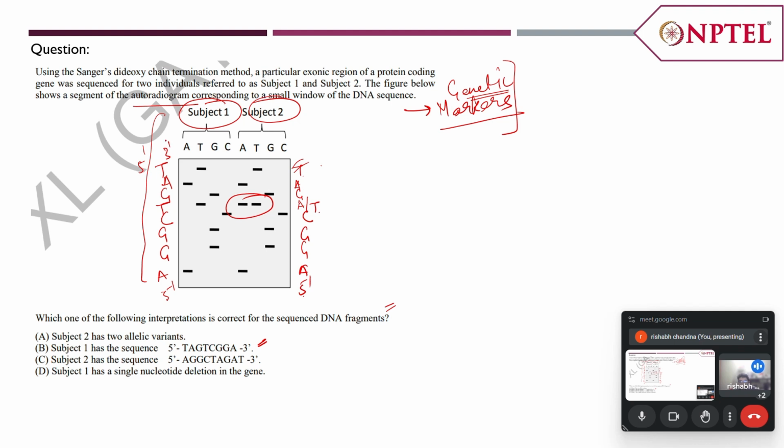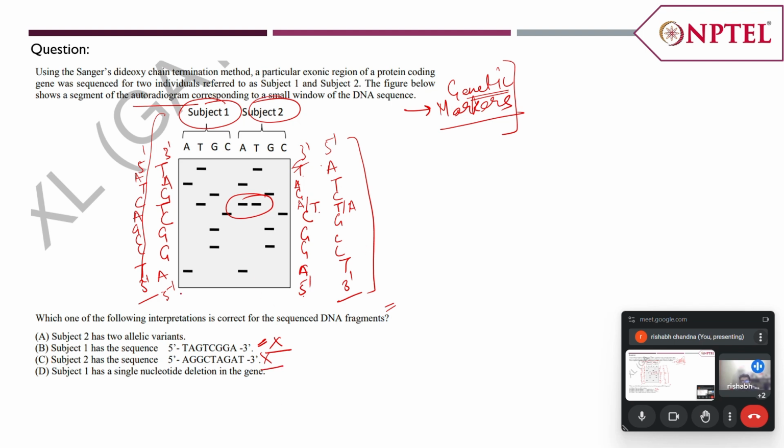Starting from here, if we deduce the complementary strand, that would be A T C A G C C and then 3 prime. Okay, so subject 1 has a sequence that is A T C A G double C T. Okay, so this option is wrong. Option B is wrong. Then we'll see with the second subject. Okay, so this is also the original DNA sequence of the second subject, and this option is also wrong.